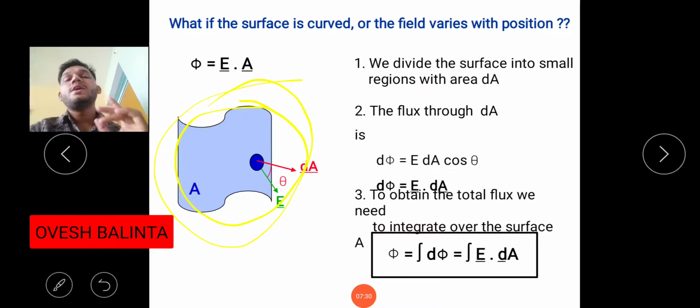Then what do we have to do? We have to change the orientation. So first of all we have to take small discrete quantities, because we don't have any particular area or any particular electric field. Why? Because it is a random orientation.